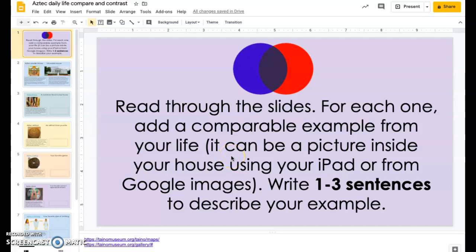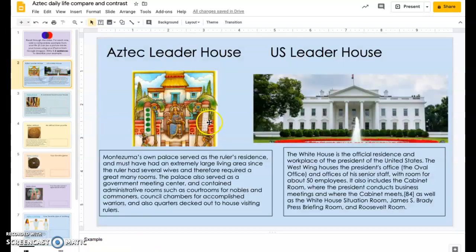Hello, hello. So I'm going to be showing you what to do for the activity today. This is normally something I have kids do with the Tainos to compare and contrast, but I thought it would actually be a perfect time to compare and contrast Aztec daily life with your daily life since you guys are at home. So what you're going to be doing, this is an example.